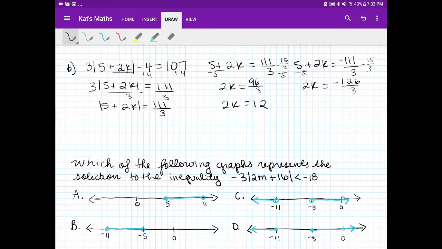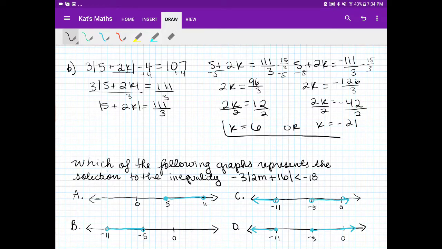12. And let's see, we can also simplify this one. Lovely. It's negative 42. And then divide by 2. K is equal to 6. K is equal to negative 21. So the solution for this one is k equals 6 or k equals negative 21.